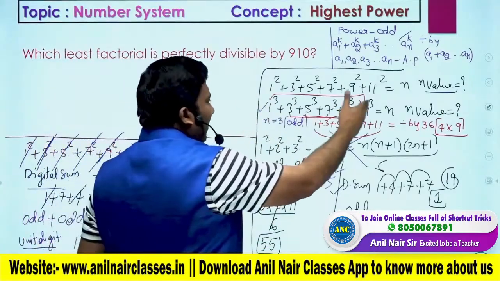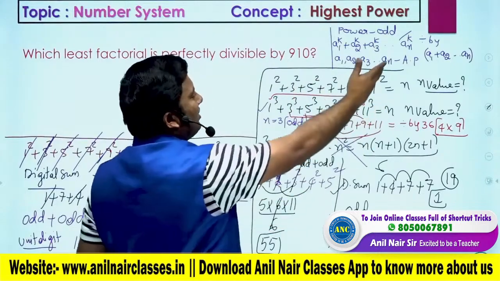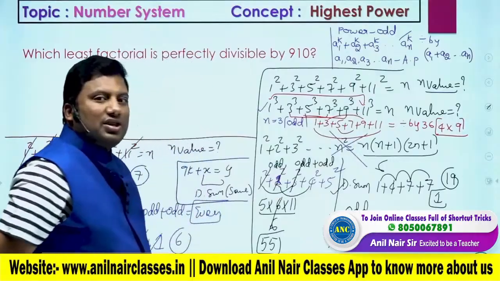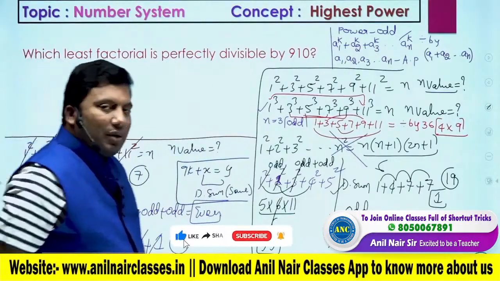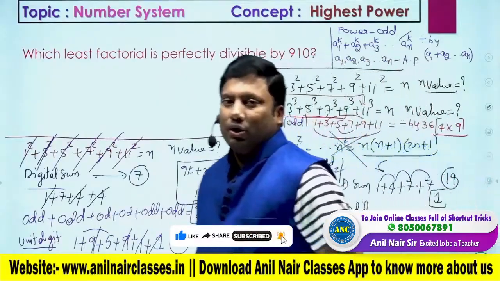So 1 plus 11 I got, 3 plus 9 I got, 5 plus 7 I got, which is nothing but the sum of the bases. I hope the idea is crystal clear to you.